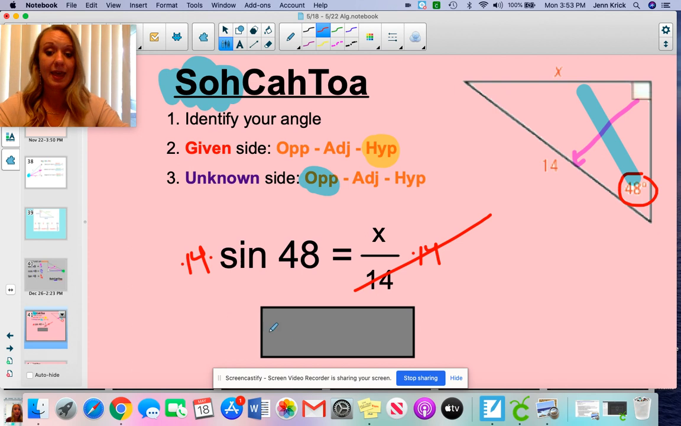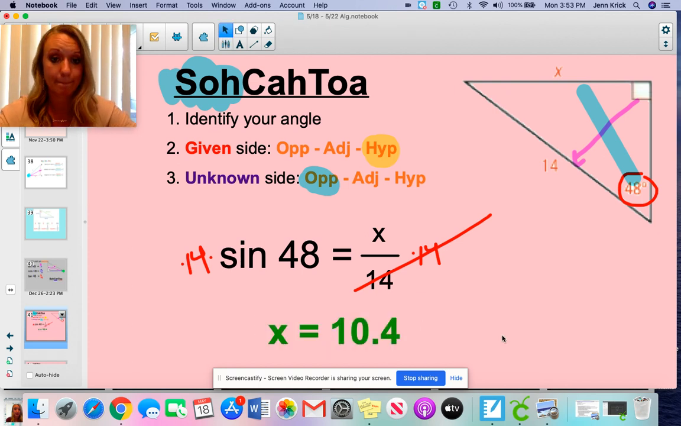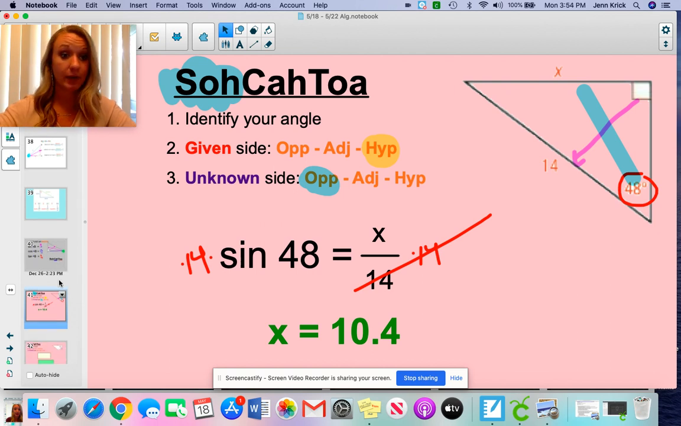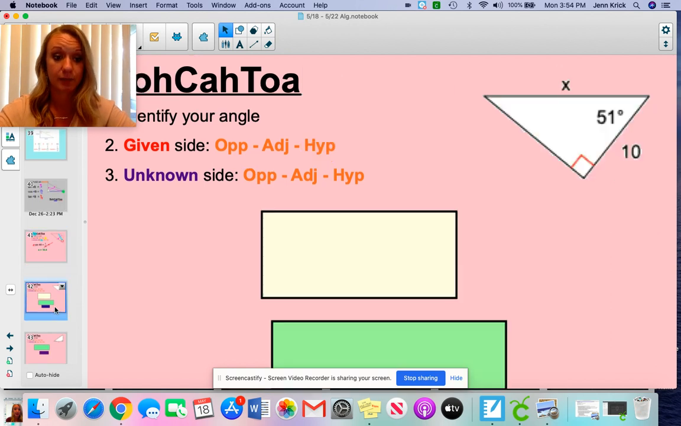That's how I did it. And we're going to round to the nearest tenth. So you'll get 10.4. Let's try that again with a new example. Again, if you're not getting it right away, you're totally fine. You might need all of the examples until you form your full understanding.